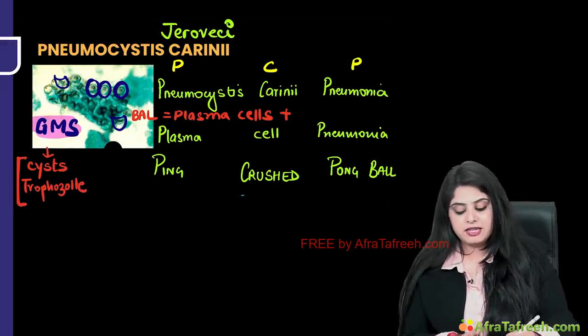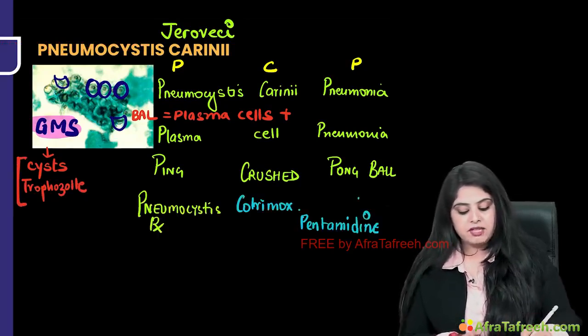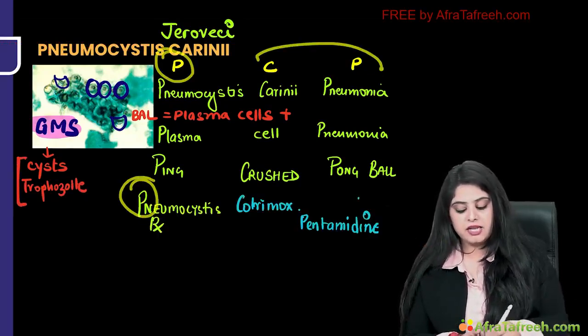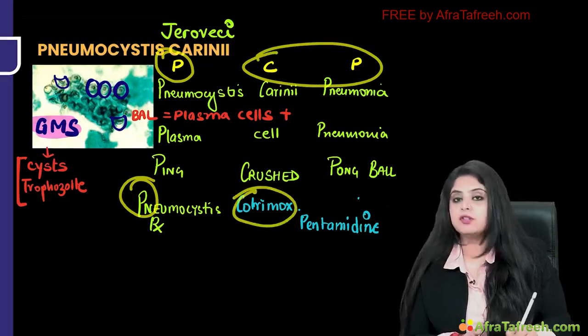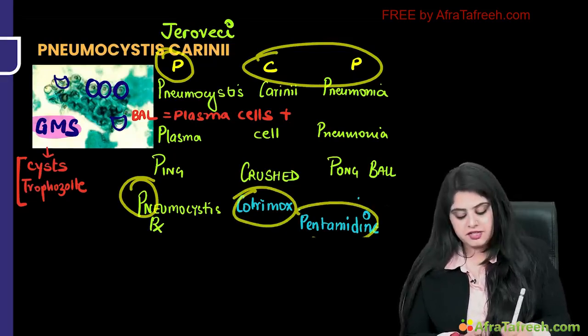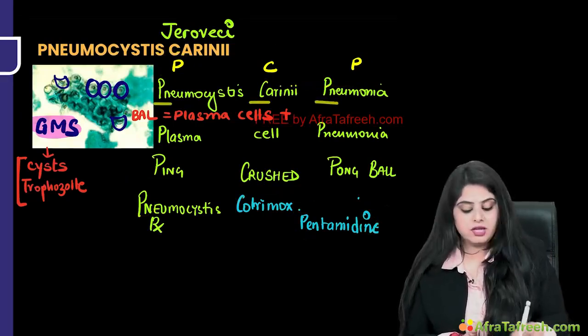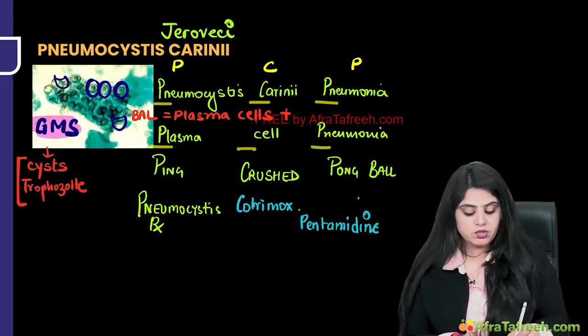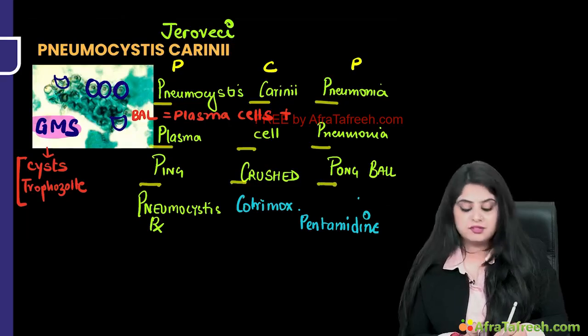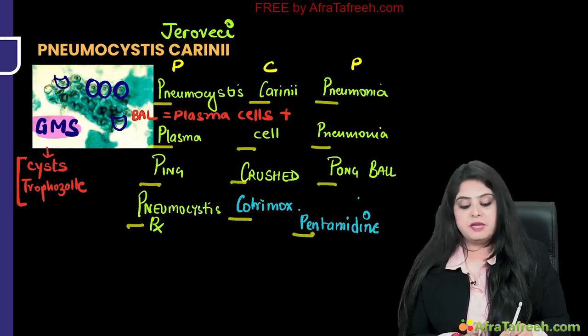Finally, the treatment. Guys, what is the treatment? For Pneumocystis treatment, again PCP. First we prefer cotrimoxazole, and in severe cases we give pentamidine. So quickly revise. Pneumocystis carinii pneumonia, also known as plasma cell pneumonia, showing you the crushed ping pong ball appearance. Treatment of pneumocystis is with cotrimoxazole, and in severe cases pentamidine.